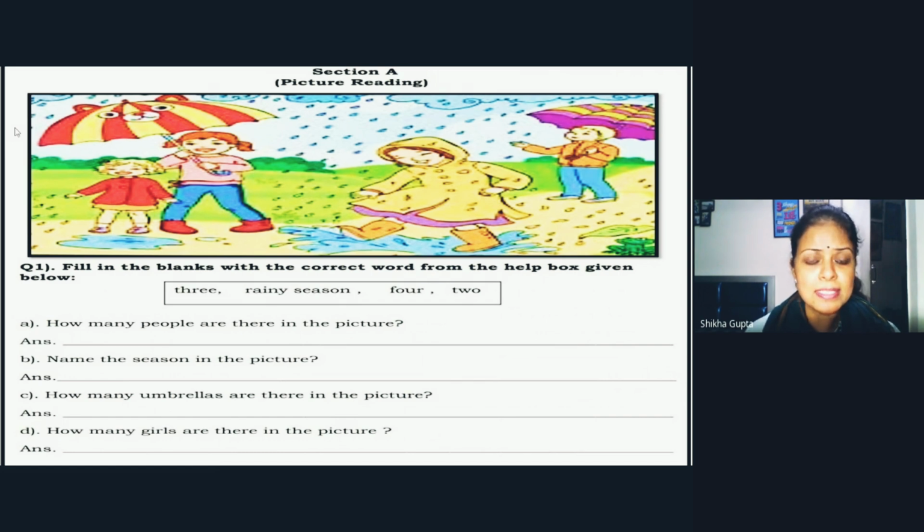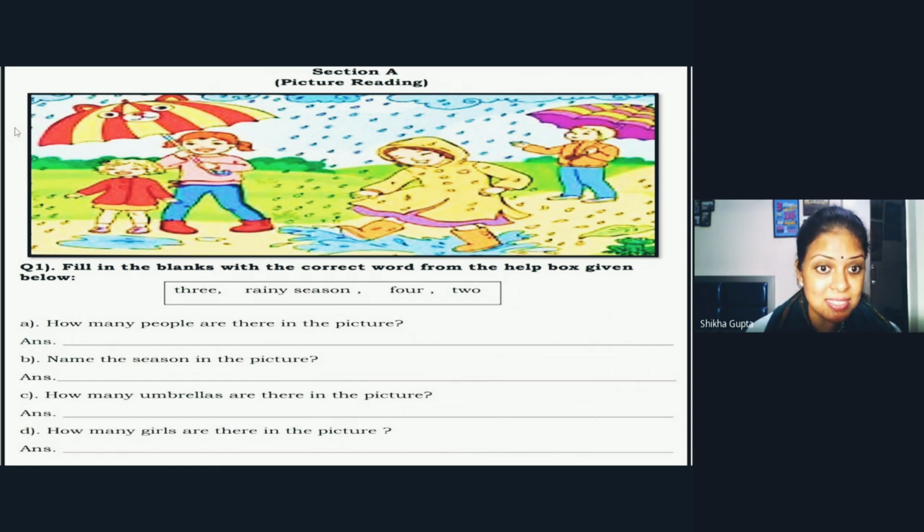Picture reading is that you have to see the picture very carefully, and there will be a few questions asked relating to the picture. You have to answer those questions. Now can you see a picture on the screen? What all do you see in the picture? You see how many children are there, what the children are doing, which season it is. Yes, so now let us answer those questions.